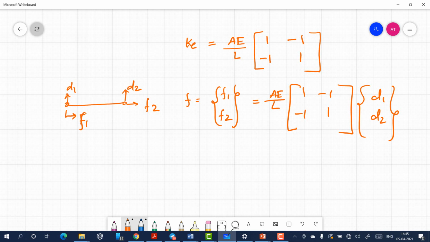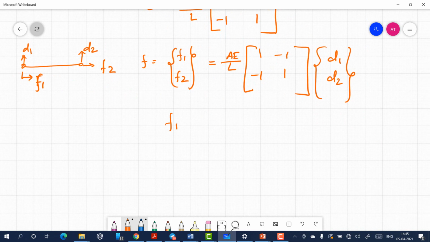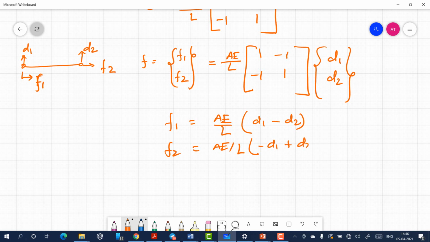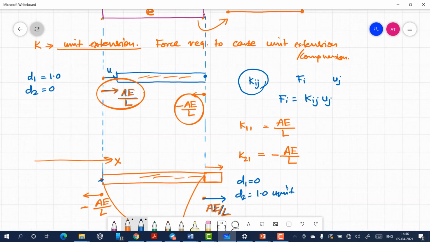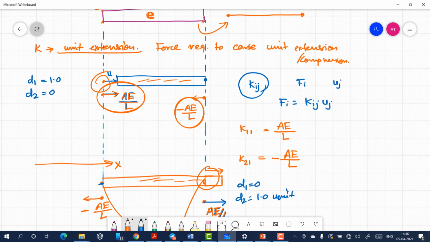And this is how it will be. If you have to calculate F1, then that will be AE by L times D1 minus D2, and F2 will be AE by L times minus D1 plus D2. So these are the two equations which are written in this format, and that's how you get this equation, and you can see the resemblance because of D1 applied here and D2 applied there.